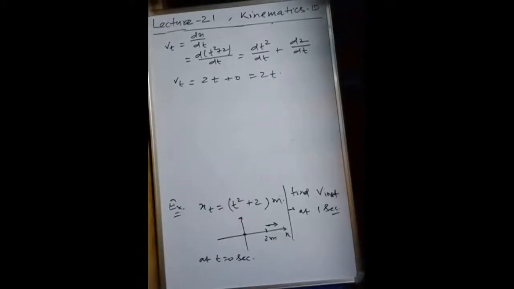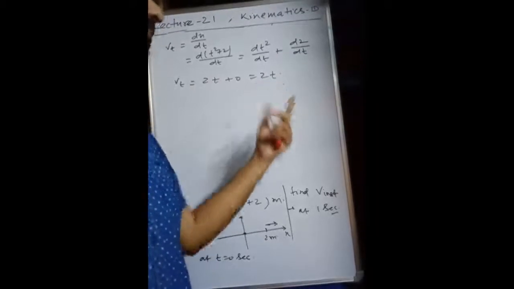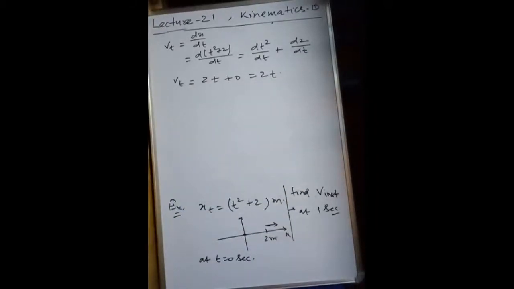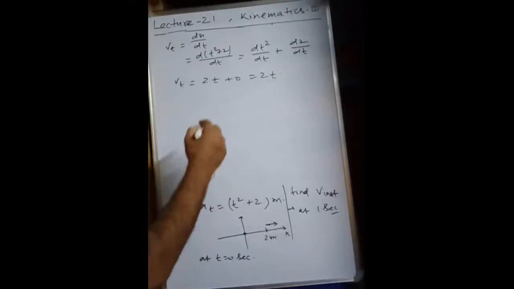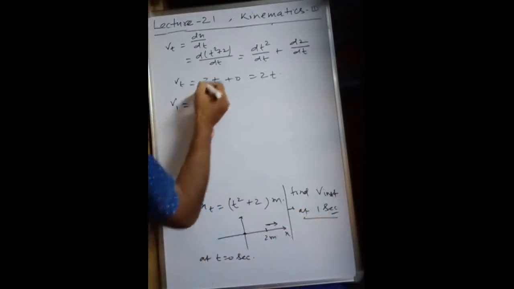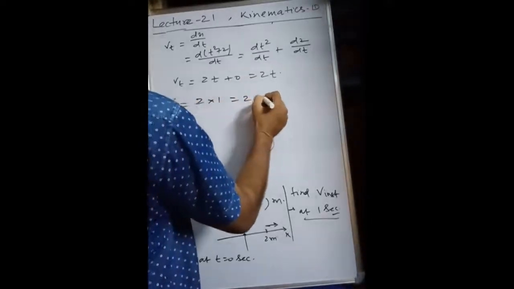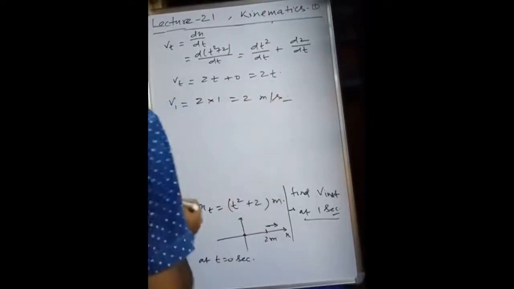Now, my dear students, if you are asked to find the instantaneous speed, that is the initial speed, it will be 0. Yes, it will be 0. But we have to find the instantaneous speed at 1 second. So, at 1 second, the value will be 2 into 1. It is very simple, 2 meter per second.